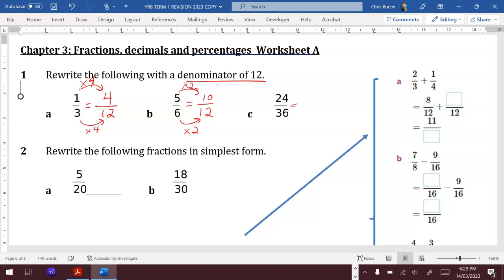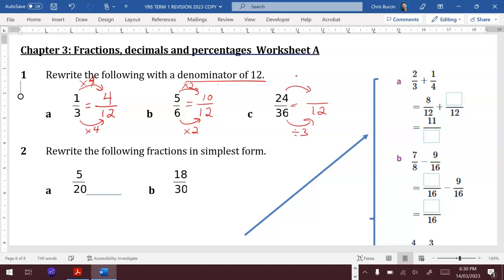So for this one, it's a little bit different. We want a denominator of 12, and we're starting with a larger denominator. So you could take your calculator and work out, I'll write it in another way. 36, the dividend, divided by the divisor of 12, will give you the number 3. Therefore, 36 divided by 3 will give us 12.